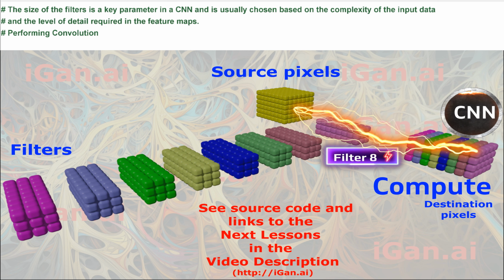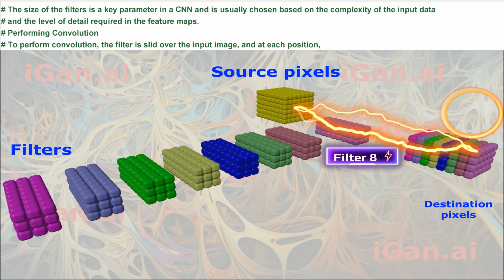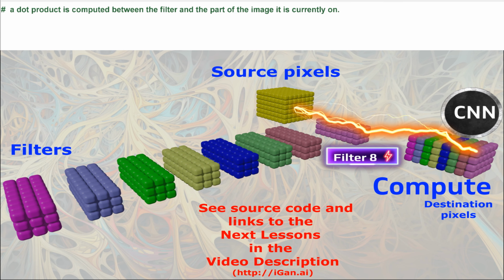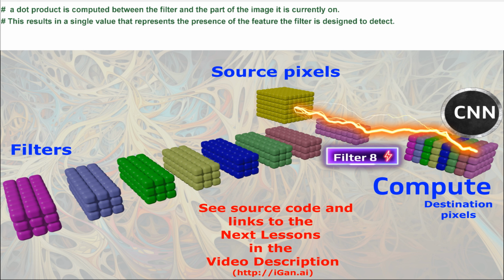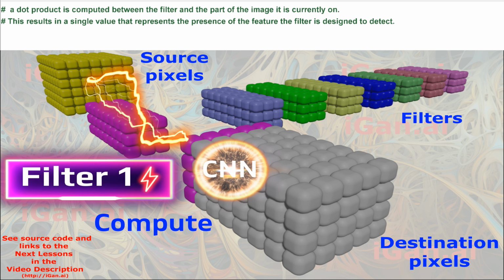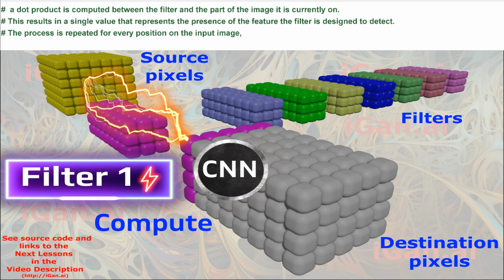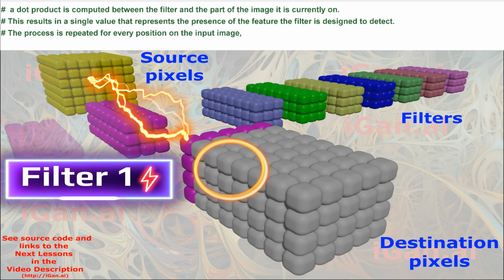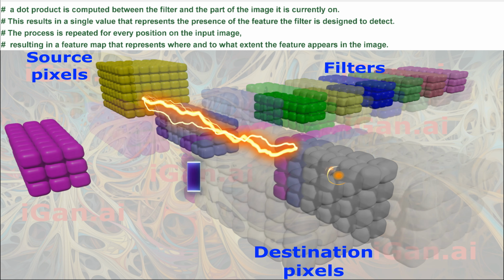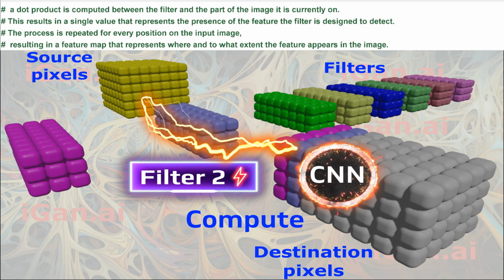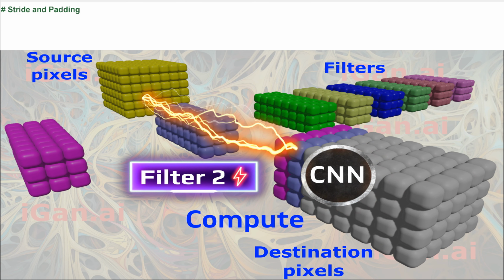Performing convolution. To perform convolution, the filter is slid over the input image and at each position a dot product is computed between the filter and the part of the image it is currently on. This results in a single value that represents the presence of the feature the filter is designed to detect. The process is repeated for every position on the input image, resulting in a feature map that represents where and to what extent the feature appears in the image.